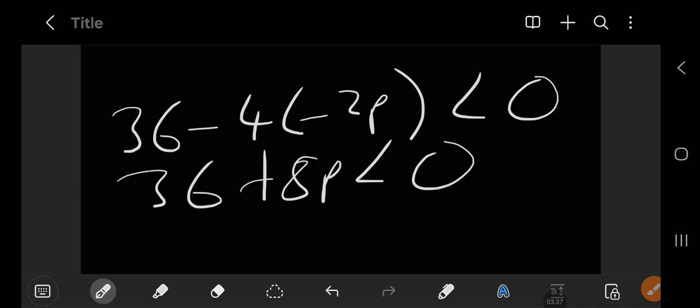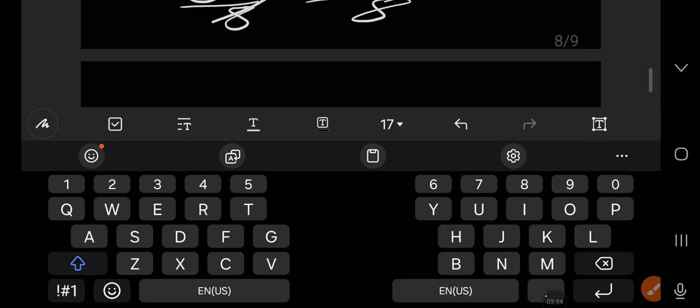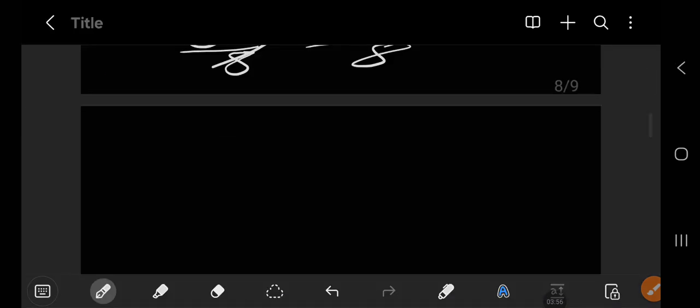Then from there, you can transpose. Let's transpose the 36, so this becomes 8p less than negative 36. Then we divide both sides by 8, right? So p is less than negative 36 over 8. We have to find our highest common factor there. What can it be?